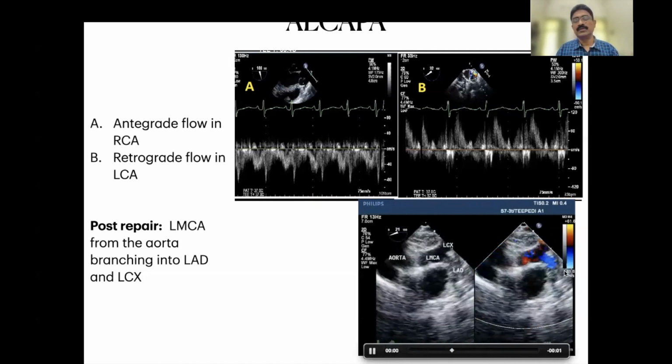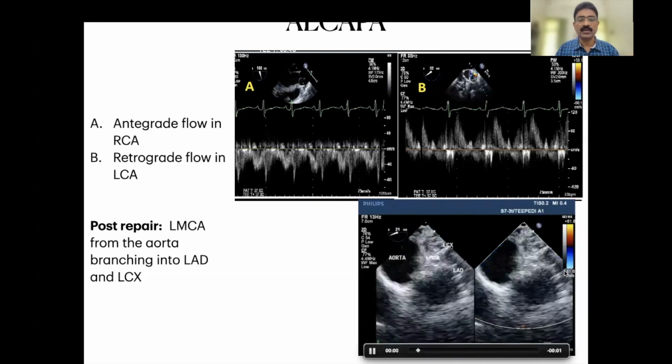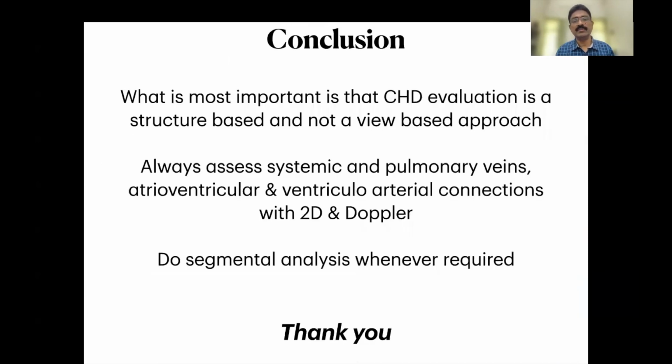This is how you systematically analyze and do echo in complex congenital heart disease. And I don't have time to go through all lesions. To conclude, I would like to say that what is most important is that congenital heart disease evaluation is a structure-based and not a view-based approach, which we employ in adults. So we need to look at each structure separately. And the angle may be different, the rotation may be different, and evaluate that.